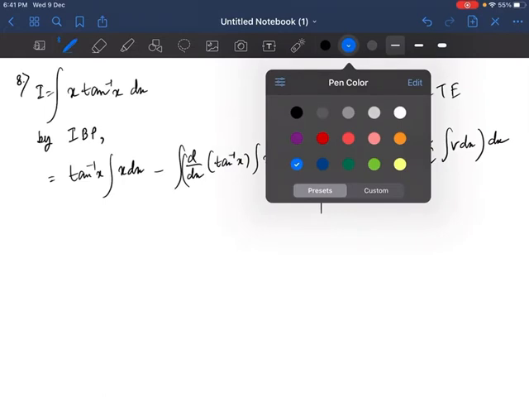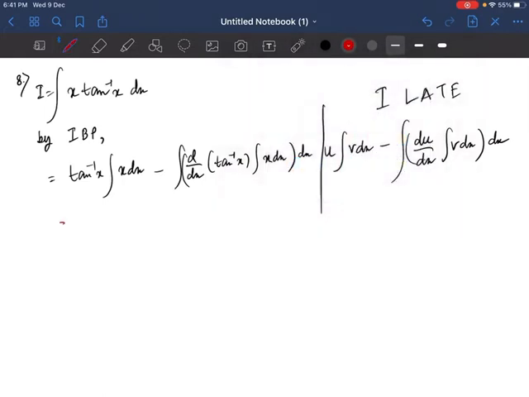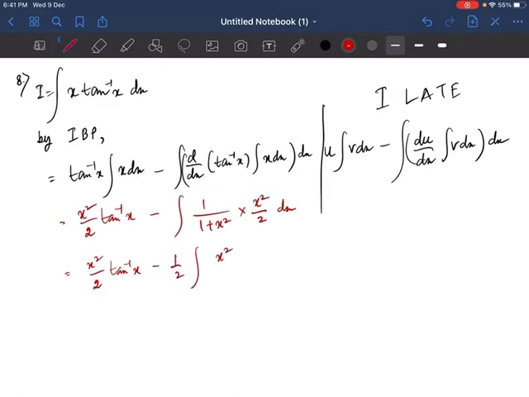So let's solve it. So integration of x is x square by 2, we know that thing, tan inverse x minus integration of differentiation of tan inverse x is what? It is 1 by 1 plus x square, and integration of x is x square by 2 dx. So this 2 I will take it out. I'm going to write this one as x square by 2 tan inverse x minus half integration of x square by 1 plus x square dx.